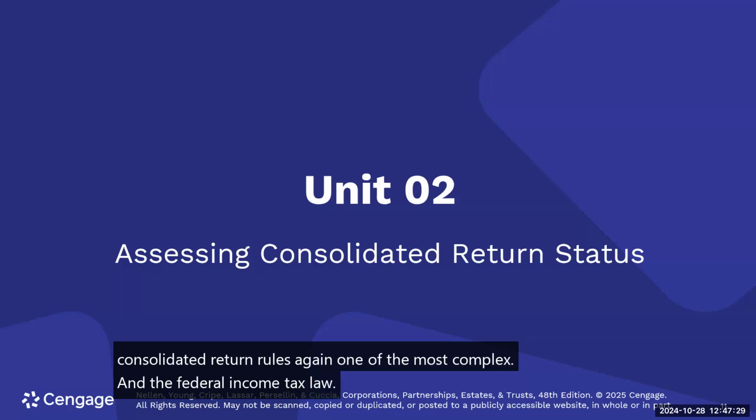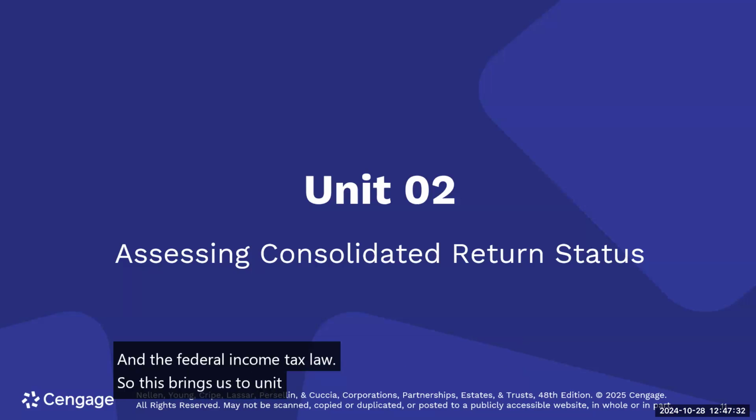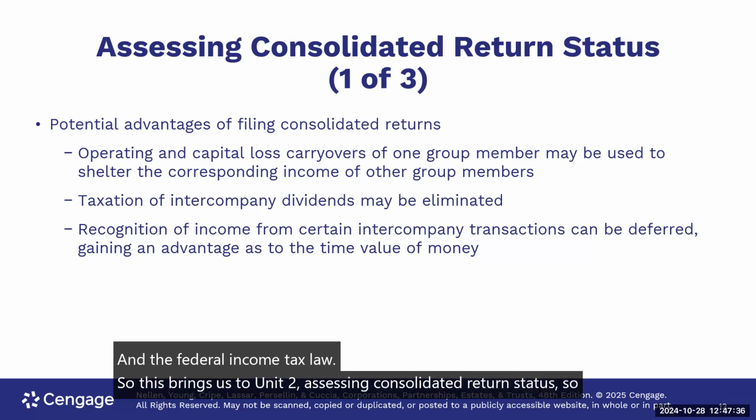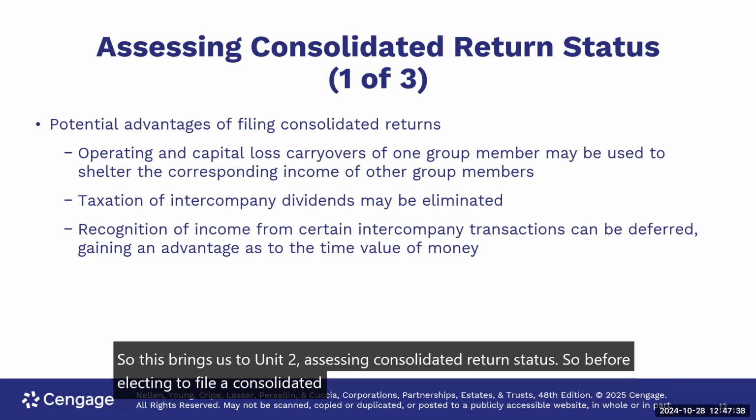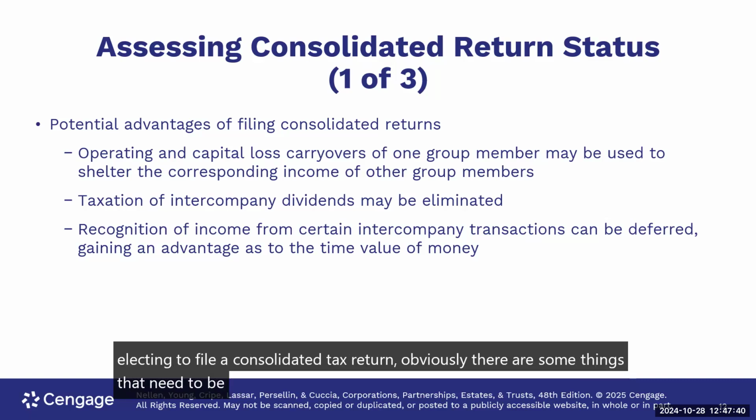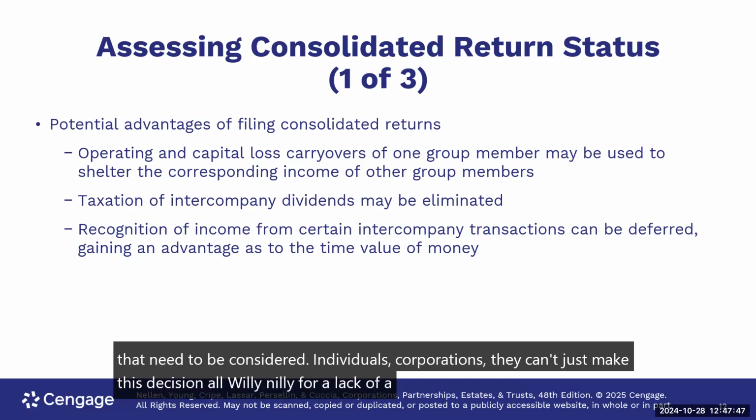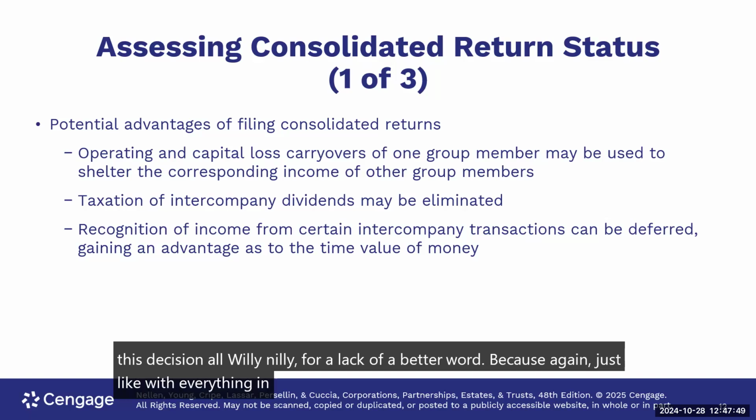So this brings us to Unit 2, assessing consolidated return status. Before electing to file a consolidated tax return, obviously there are some things that need to be considered. Individuals and corporations can't just make this decision willy-nilly, because just like with everything in life, there are advantages and there are disadvantages.